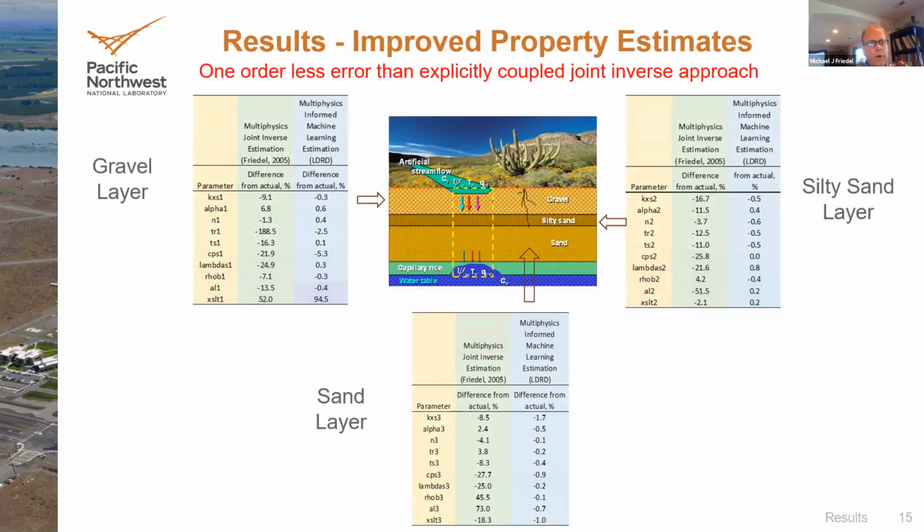Here we compare the parameter estimation results among the multiphysics joint inversion equations, shown in green, and the multiphysics-informed learning, in blue. There are 3 layers here, and the upper gravel layer is shown in the left panel. The middle silty layer is shown in the right panel, and a lower sand layer is in the bottom panel. In general, these results revealed that the multiphysics-informed learning algorithm had 1 order of magnitude less error than the multiphysics numerical inversion by itself.